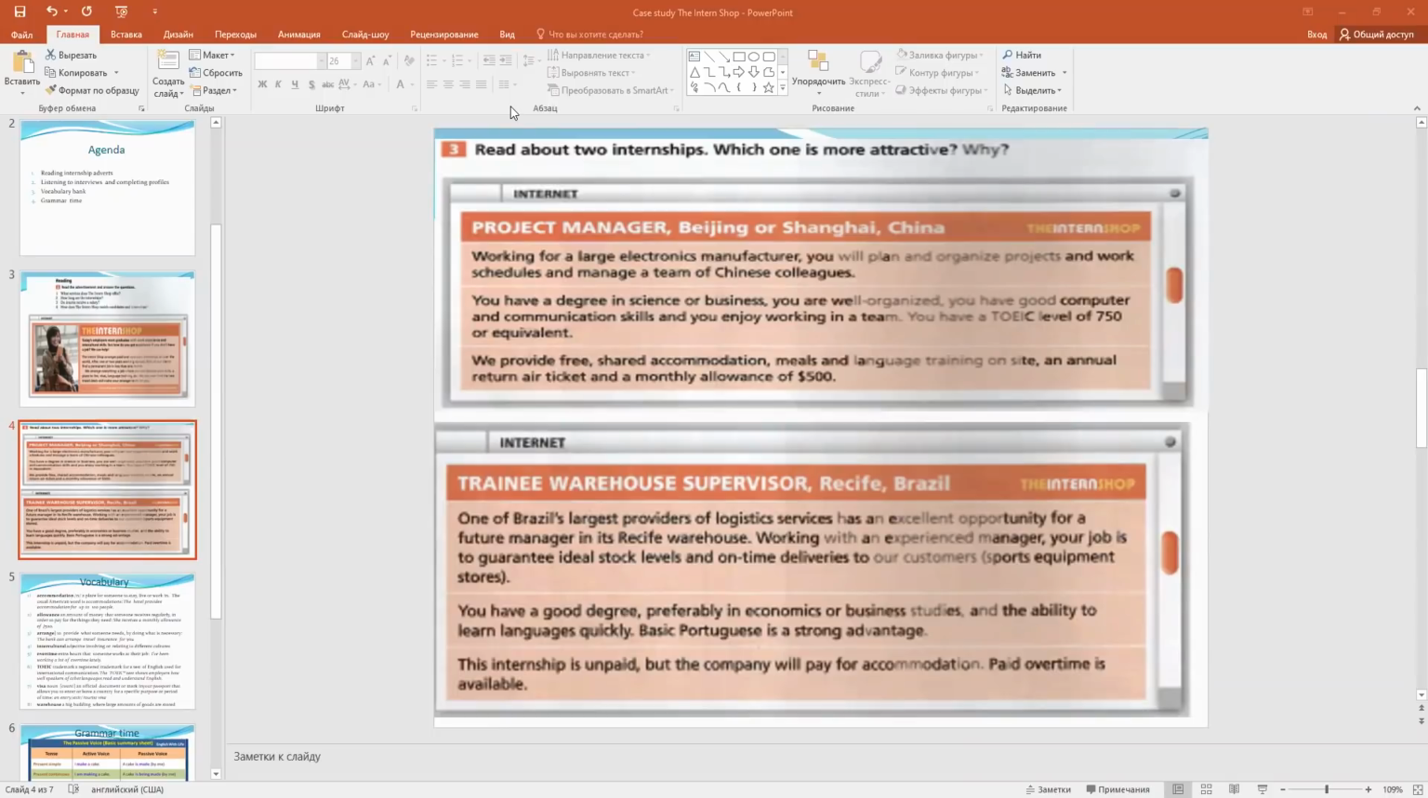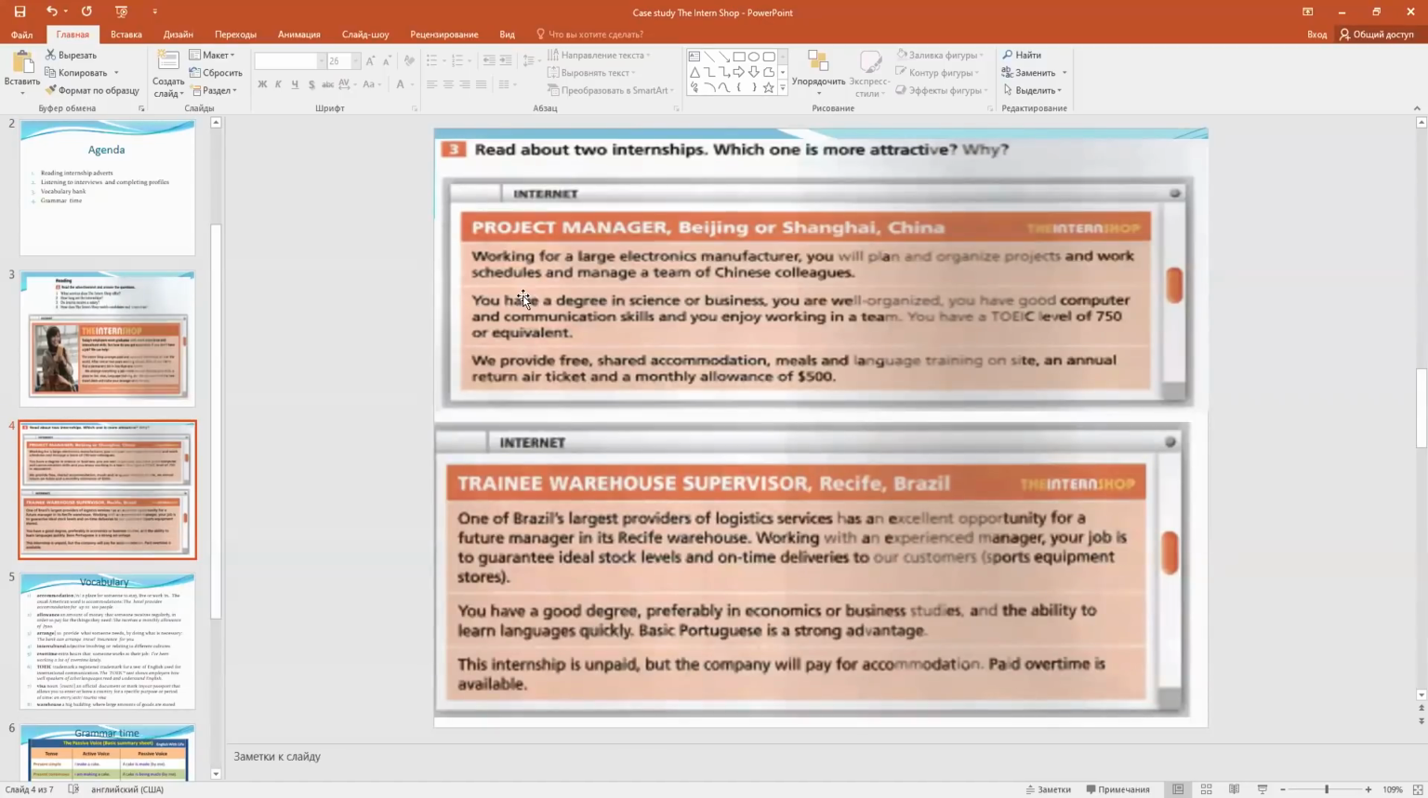So, shall we begin? Are you ready, dear students? Okay. Who starts this exercise? Which one do you prefer? Project manager, or trainee? I can start first, if you don't mind. Yes, you can start.